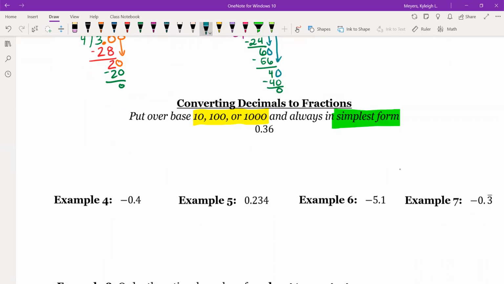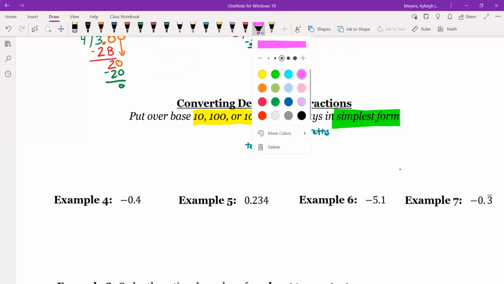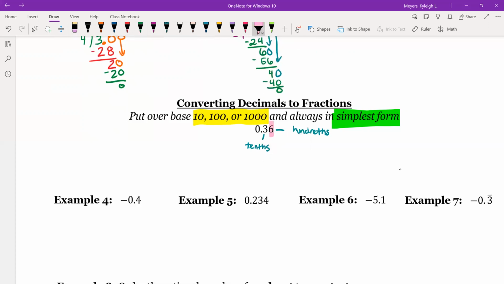Okay, so just to review, this first decimal place is the tenths place. The second decimal place is the hundredths place. And then if there's a third one, it'd be the thousandths, the fourth one, 10,000, and so on and so forth. But we'll only do up to 1,000. Okay, so since this 6, the second number, is in the hundredths place, we're going to do 36 over 100. And then we have to simplify that.